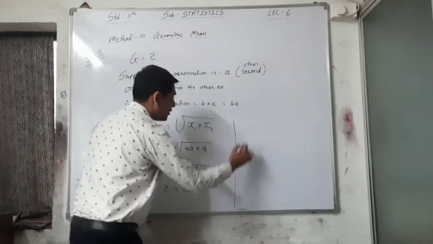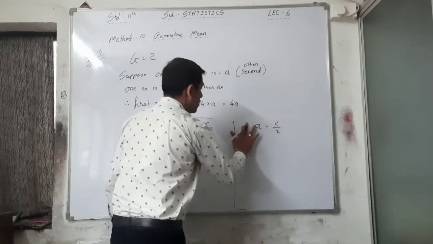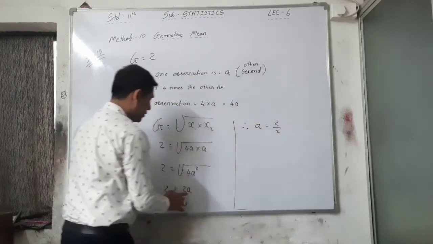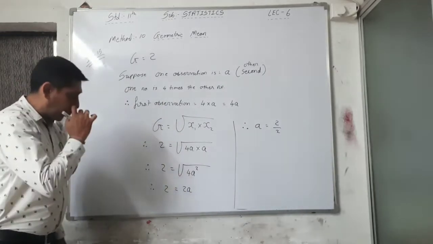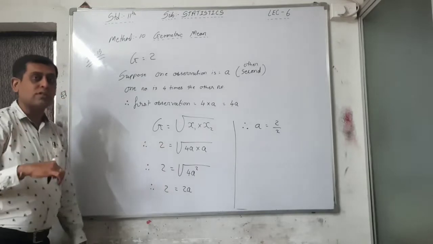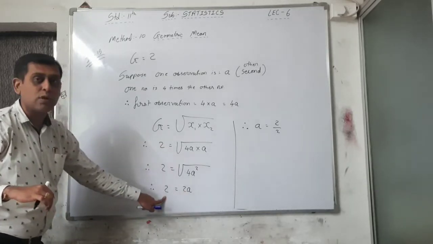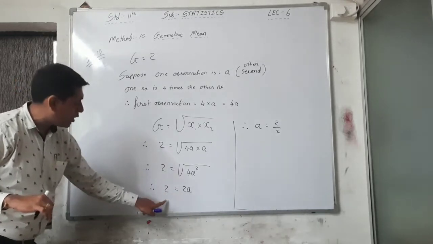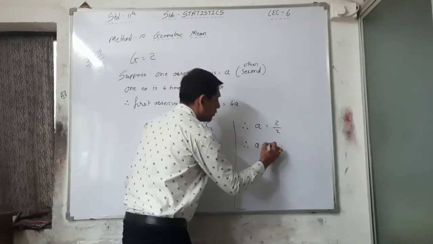Therefore, A is equal to 2 divided by 2. Why? Because this 2 is multiplied with A, and we have to transfer that 2 to the opposite side of the equal sign. That's why, since it is multiplication, here we have to divide. So A is equal to 2 divided by 2. That's why A is equal to 1.